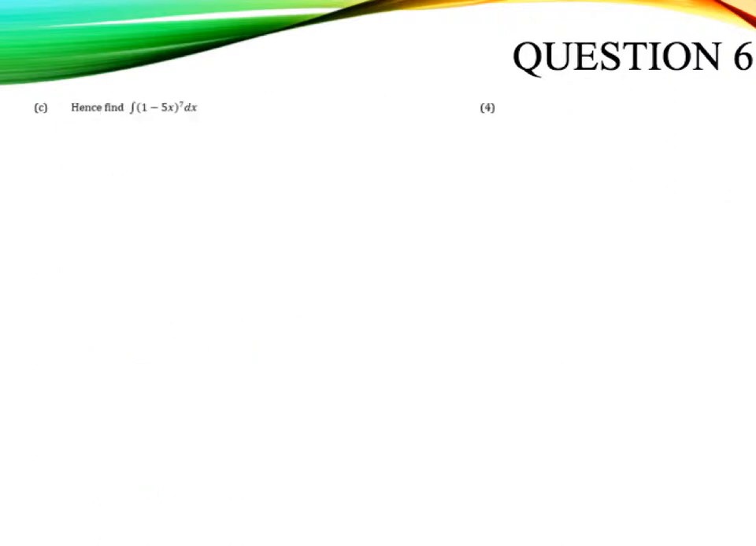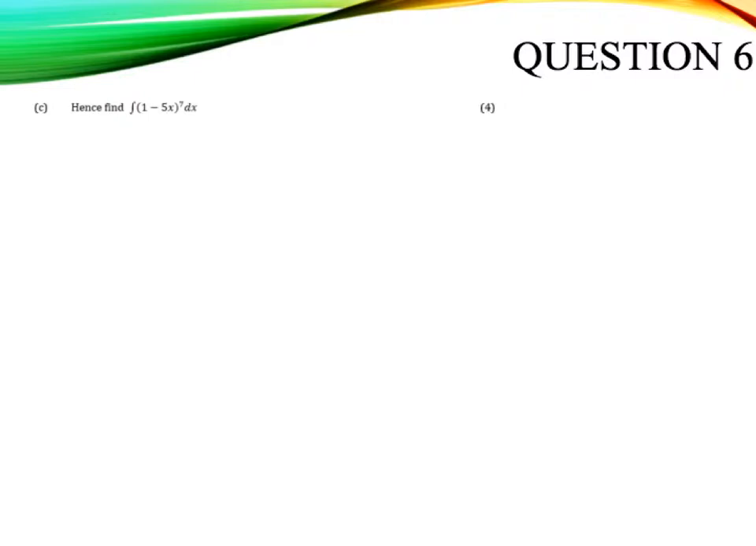Okay, part C is very similar to what we've just been doing in part A and part B. We're looking at the same sort of thing. It's a 1 minus, and instead of ax, we've got a minus 5 in this case. It's still to the power 7. So we can binomially expand this and then integrate each term separately. And that's fine, because we've done most of this already.